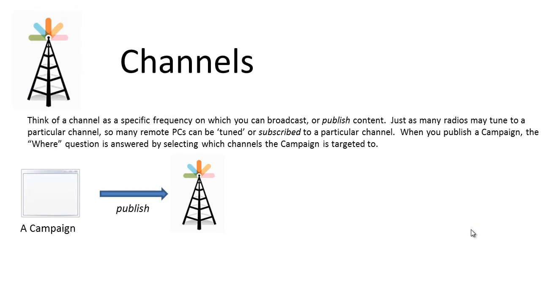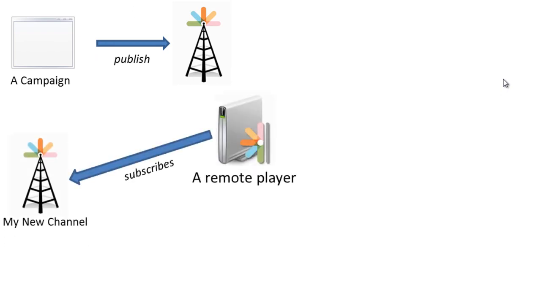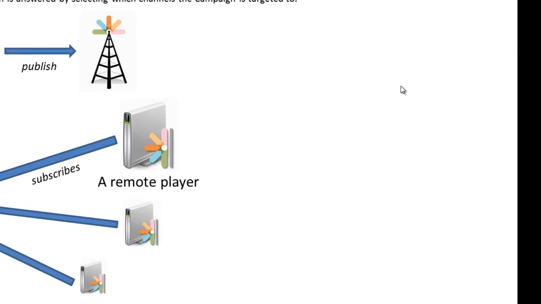So when I use the word subscribed, you can kind of think of the word tuned. You could have a bunch of players in your network all tuned to different channels, and that way you can publish different content to different channels. So when you create a new channel, you need to subscribe one or more players to that channel. So essentially it's simply like turning the dial on the radio. You're saying, this screen, I want you to play whatever I publish on this particular channel. There's often a one-to-one relationship between a player and a channel, but there can also be multiple players subscribed to the same channel.